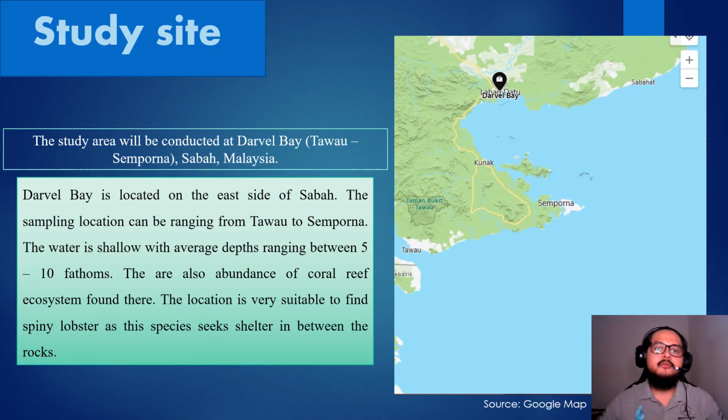After that, we move to our study site. The study site will be at Darvel Bay, Sabah, Malaysia. It ranges from Tawau to Semporna. This area is suitable because the water is shallow with an average depth ranging between 5 to 10 fathoms, which is suitable for this animal to grow. And there's a lot of coral reef there.